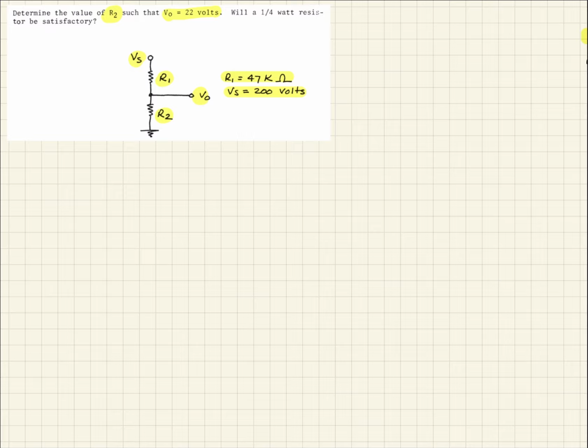And then once we determine what that resistor is, they want to know if we have a resistor rated for that ohms that's rated for a quarter watt. Would that resistor work there, or would the wattage be too high?